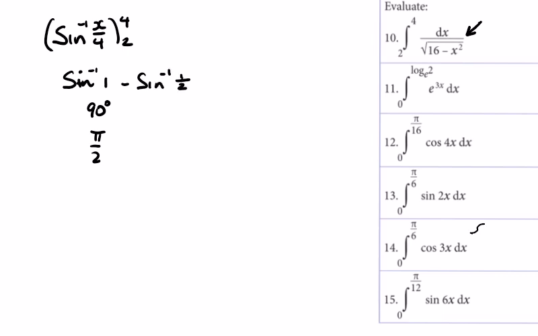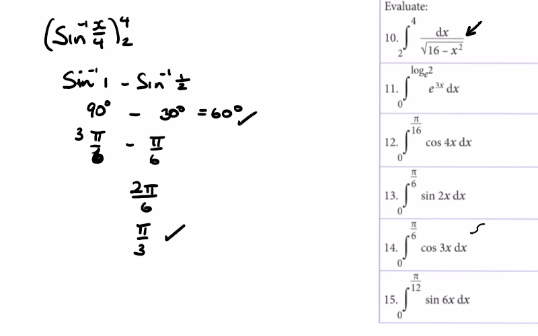1 over 2. Sine of 30 is equal to a half. 90 minus 30 is 60. Just double check with our radians. Pi over 2 minus pi over 6. So that's 3 pi over 6 minus pi over 6, which is 2 pi over 6. Pi over 6 is 30. 2 of them is pi over 3, which is 60. So you can check here that you're right in both cases.